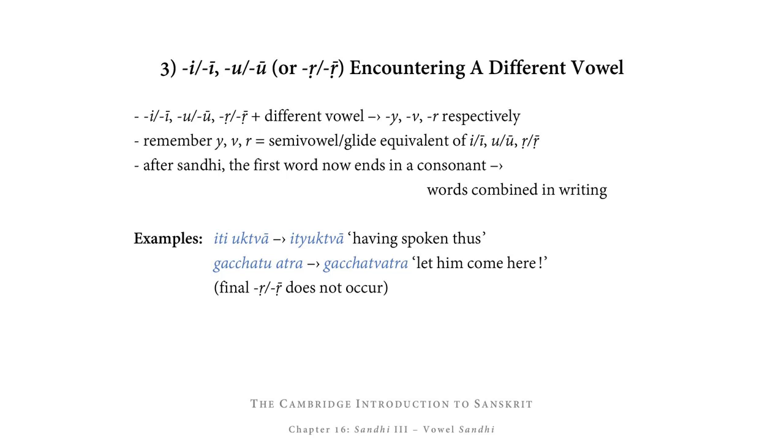For example, iti uktvā, having spoken thus, has the i changing into a y, and then being linked in writing with the next word, giving us ityuktvā. Gacchatu atra, meaning let him come here, may he come here, has the u changing into a v in front of the a, and so we get gacchatvatra. Again, the two are written together. Actually, final ṛ or final long ṝ doesn't occur, and so you can't get any examples for that.